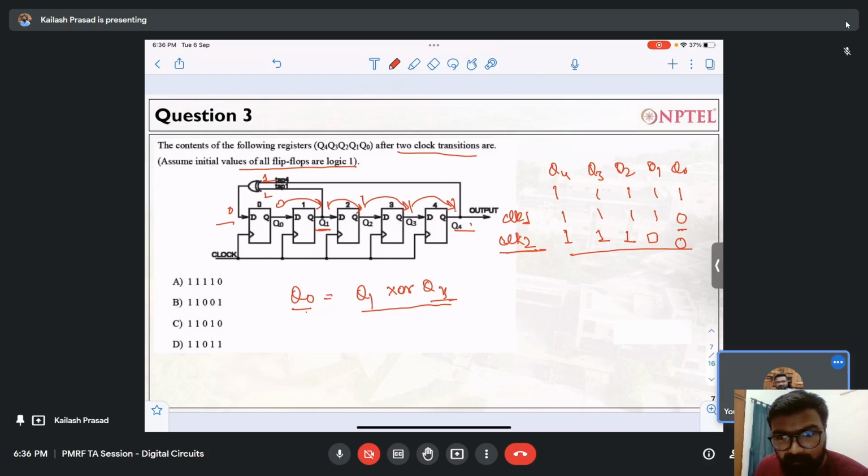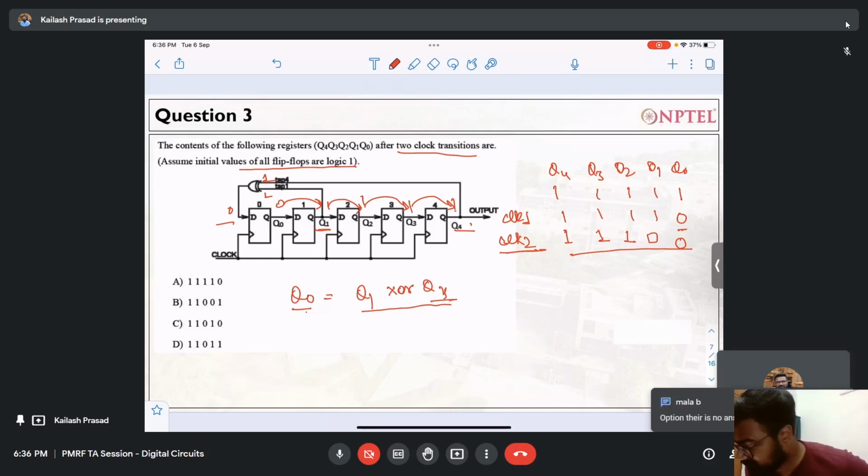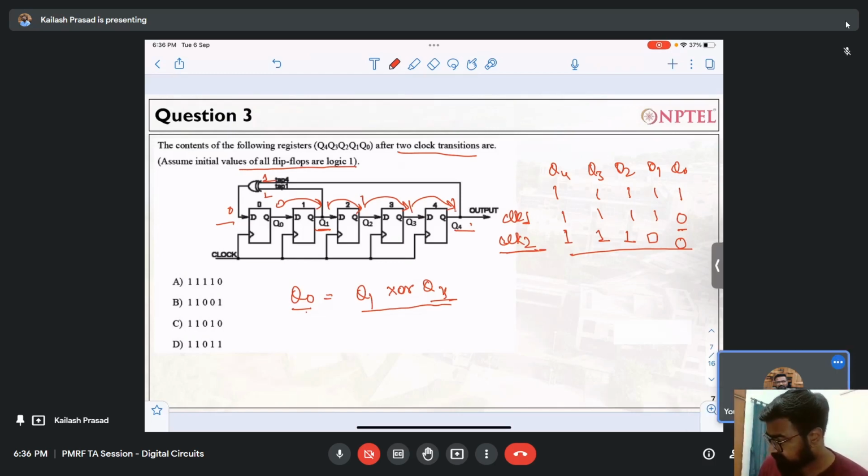Is it correct, everybody? Do you think it is correct? Yes, sir. It is correct. I do not have this in my options. Yes, sir, but I'm also getting the same answer. You are also getting the same answer: triple one, double zero. So after two cycles, the answer will actually be 1 1 1 0 0. So this is the correct answer.